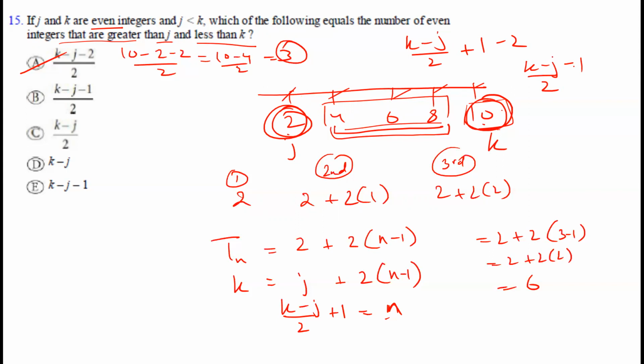So (k minus j) upon 2, minus 1. So this can be written as (k minus j minus 2) whole upon 2. So (k minus j minus 2) whole upon 2. This is option A, which is correct.